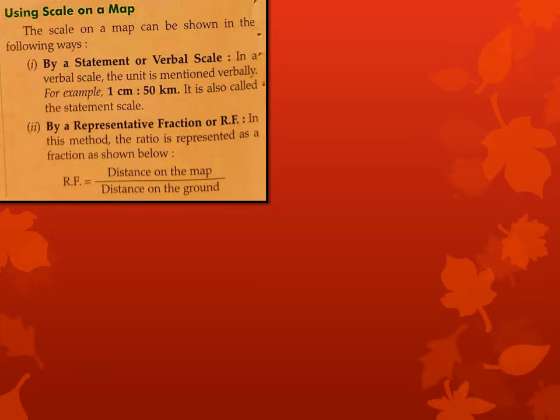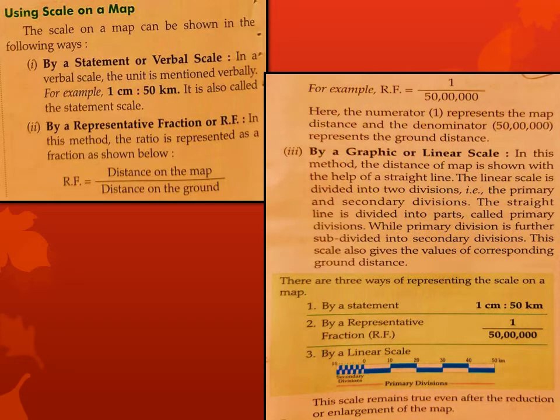Second is by a representative fraction or RF. Now in this method, the ratio is represented as a fraction, like RF is equal to distance on the map by distance on the ground. For example, RF equal to 1 by 50 lakh. So here the numerator 1 represents the map distance and denominator 50 lakh represents the ground distance.